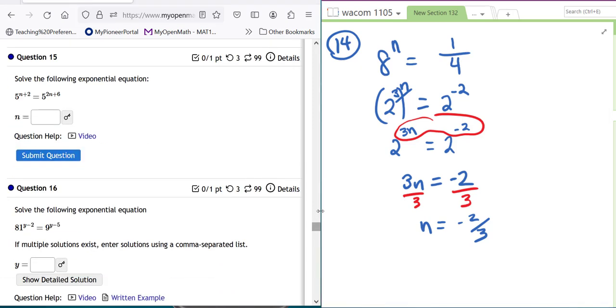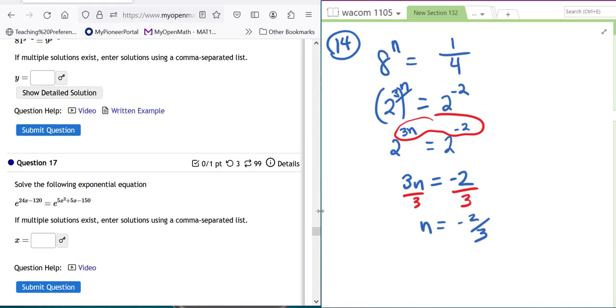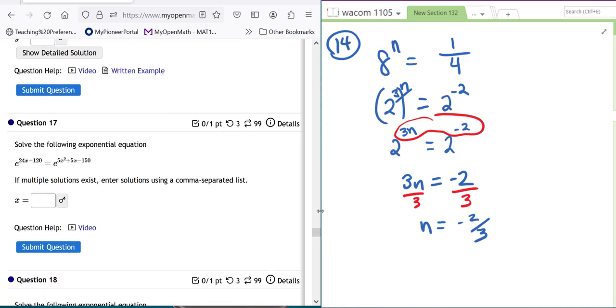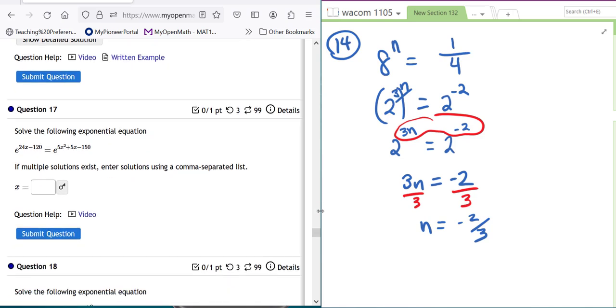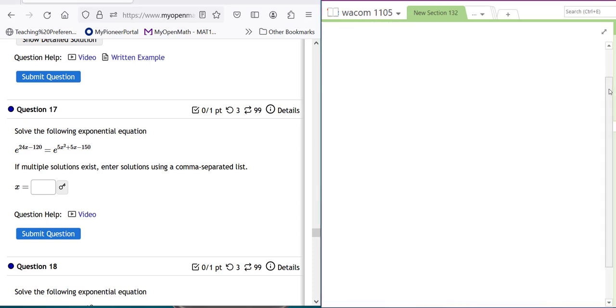All right. I think that's enough of those. Let's see. Oh, woo, that one looks a lot different. Maybe we should do one more, huh? All right. We'll do one more of those. Let's do 17. Then we'll go look at some logarithms.